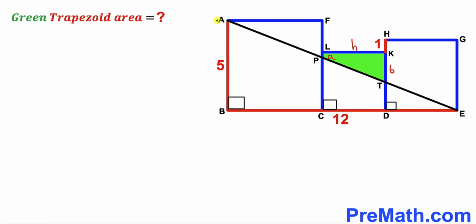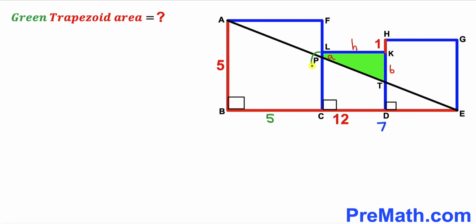And now let's make an observation. We know this side length of this large square is 5 units. So therefore, this side of the square is going to be 5 units as well. So therefore, this remaining segment CE length is going to be 12 minus 5, which gives us 7 units.